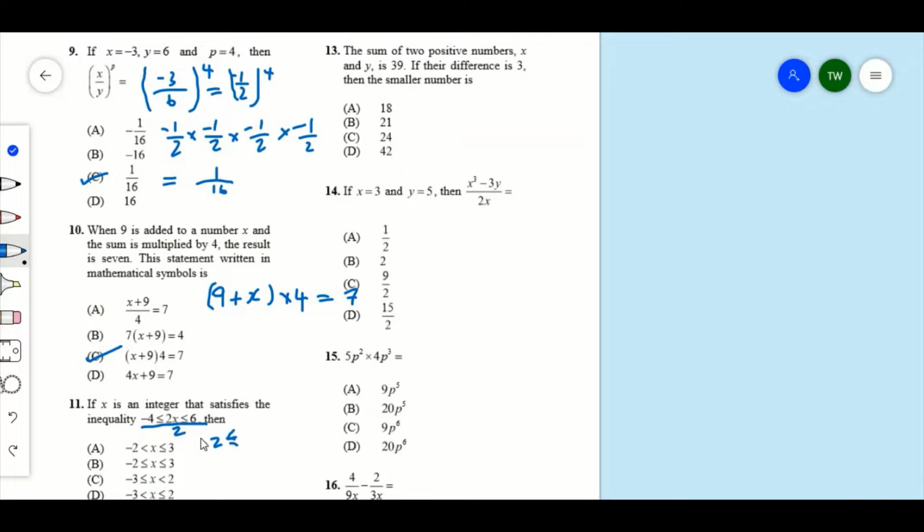2x divided by 2, that's going to leave us with x. Keep our symbol. And 6 divided by 2, that's going to give us 3. So our answer is going to be x is greater than or equal to negative 2, and x is less than or equal to 3, and that option here is going to be B.